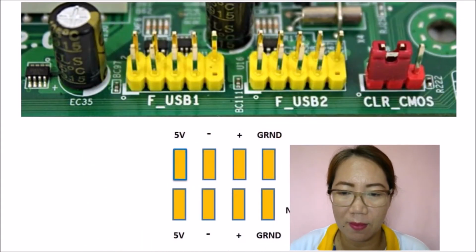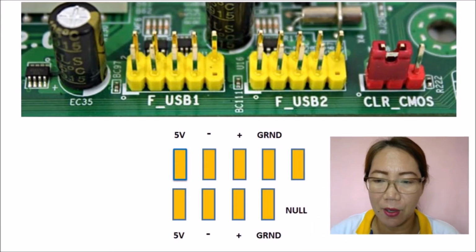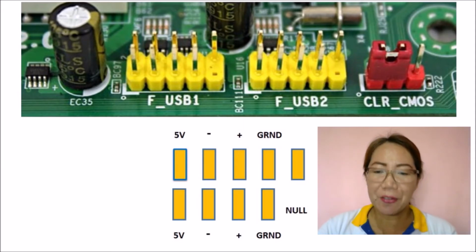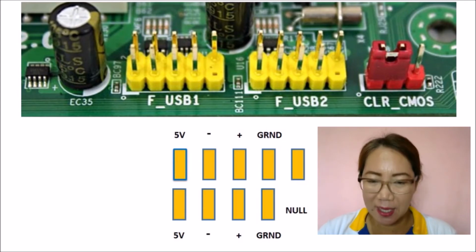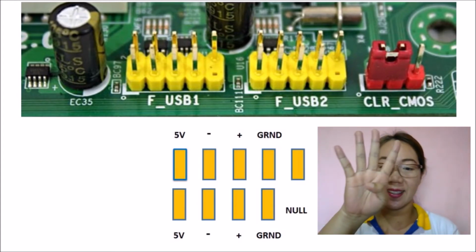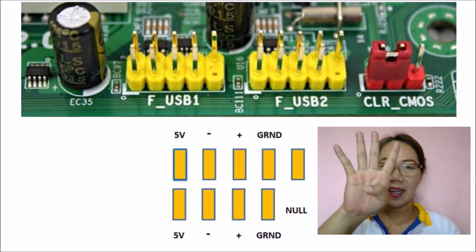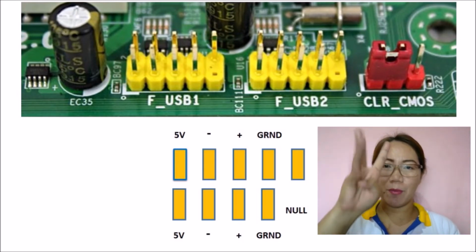Okay, so let's take a look at my presentation. You see, after the null is the ground, and then positive, negative, 5 volts. That is the correct configuration of your USB connector. Let's do the exercise one more time. Null, ground, positive, negative, 5 volts.